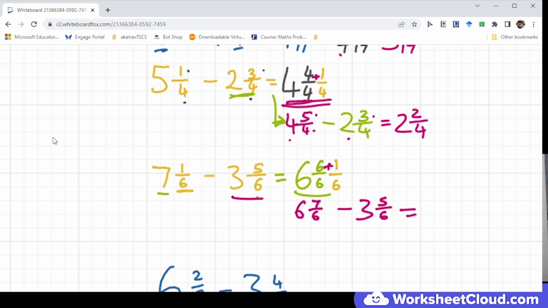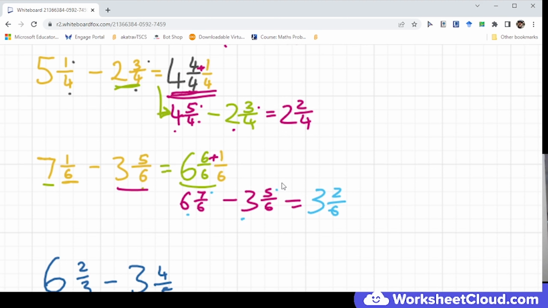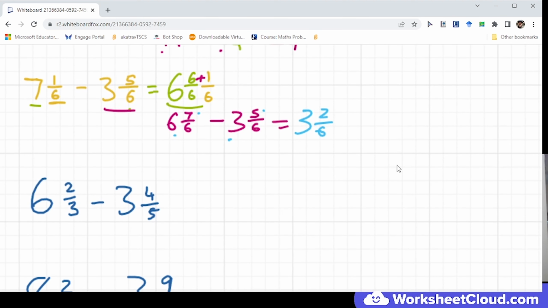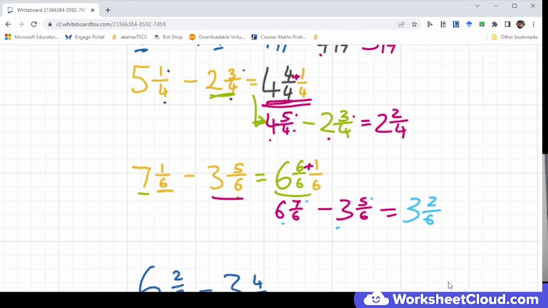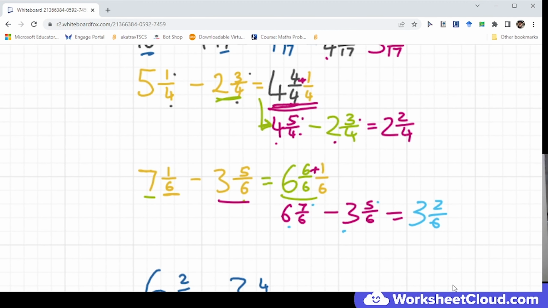Right. At this point, we can carry on per normal. 6 minus 3 is 3. 7 minus 5 is 2 over 6. And there's our final answer. Oh, we've moved over behind me. There's our final answer. All right. Okay, so let me look at that trick that I was showing you. The trick that I said, once you've understood, you'll be allowed to do this.